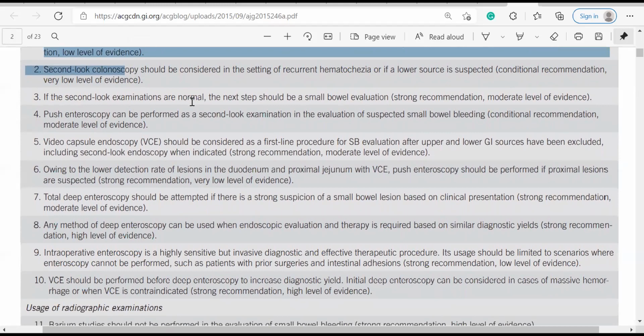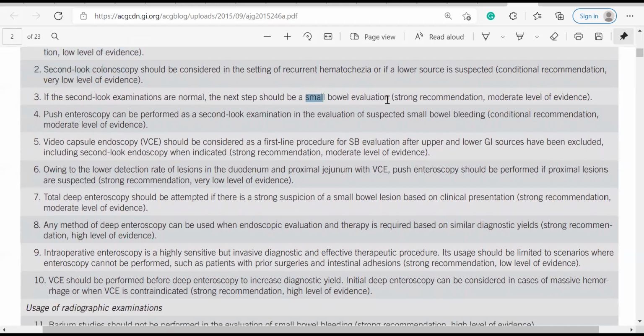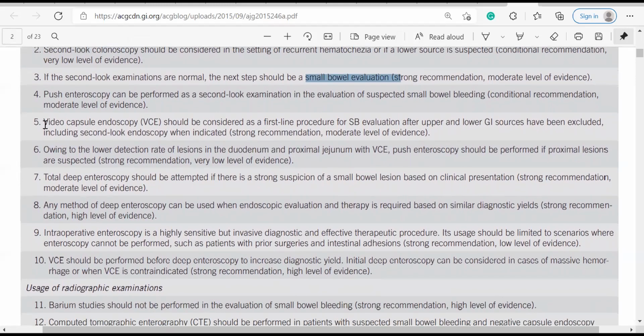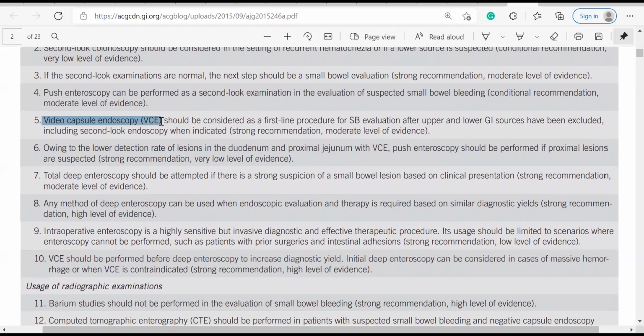If the second look examinations are normal, then the next step is to look for a small bowel evaluation, right? So small bowel evaluation, how we do? Video capsule endoscopy, VCE, is considered as a first-line procedure.